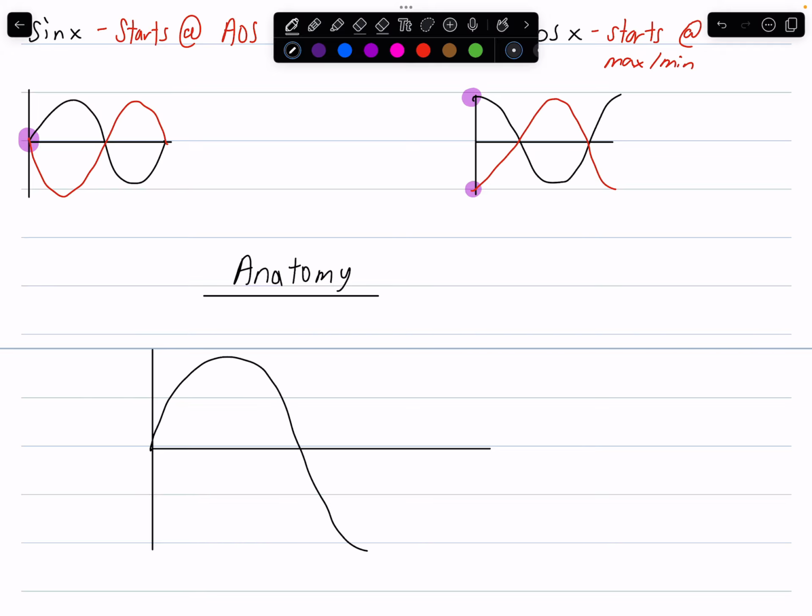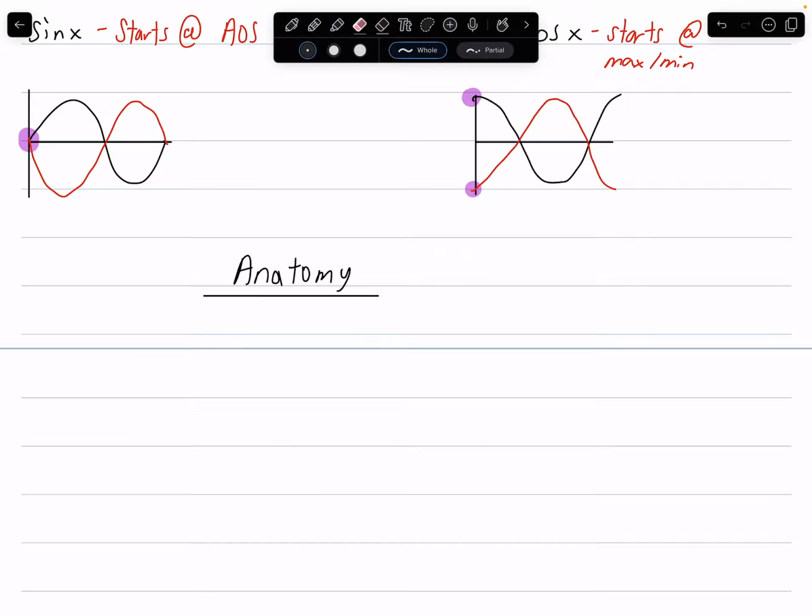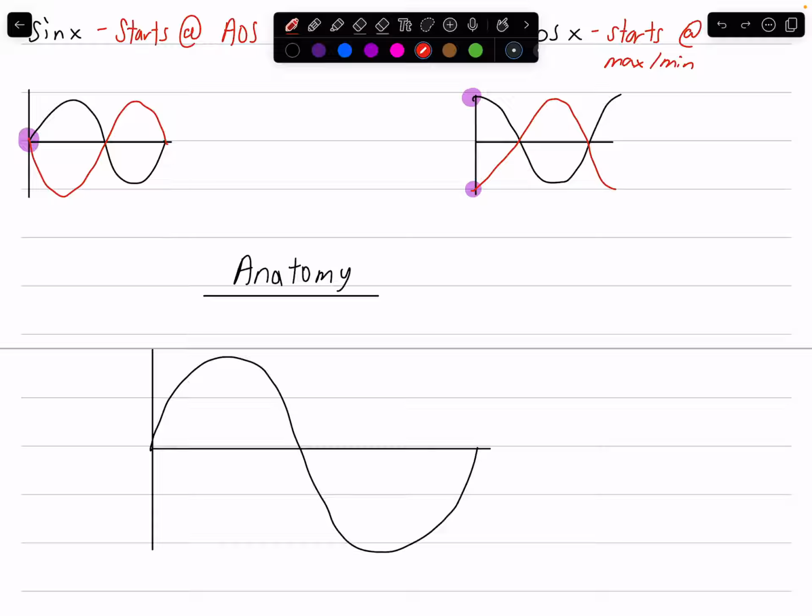When you see a function that's a sine function, it could be sine or cos, the sine function or the cos function is divided into 4 main parts. This is going to be one section, another section, another section, and another section. So look at this. You're going to have one section here, one section here, one section here, and one section here. So the anatomy of the sine function is divided into 4 parts, okay?